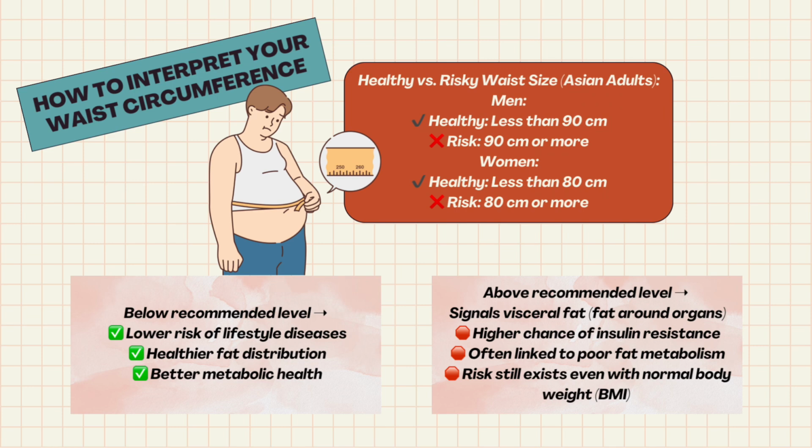Below recommended level. Lower risk of lifestyle diseases. Healthier fat distribution. Better metabolic health. Above recommended level. Signals visceral fat, fat around organs, higher chance of insulin resistance. Often linked to poor fat metabolism. Risk still exists even with normal body weight, BMI.